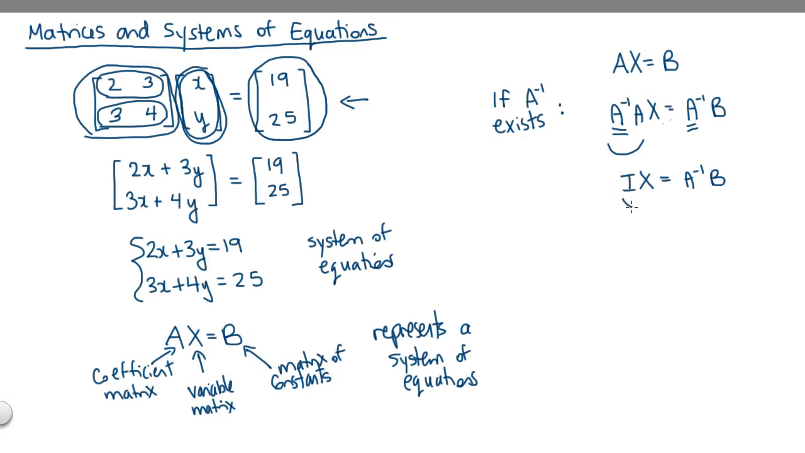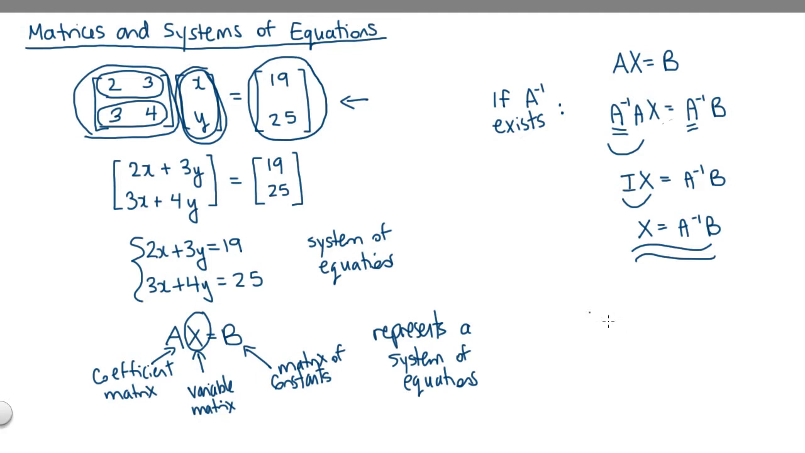And if we think back to our properties of the identity matrix, we said that when you take the identity matrix and multiply it by any matrix, you get that original matrix back. So this left side is really equal to X. And we're getting the little equation, X equals A inverse times B. So when we say that X is equal to A inverse times B, what we're really doing is giving a formula for x and y. In other words, we are solving for x and y.